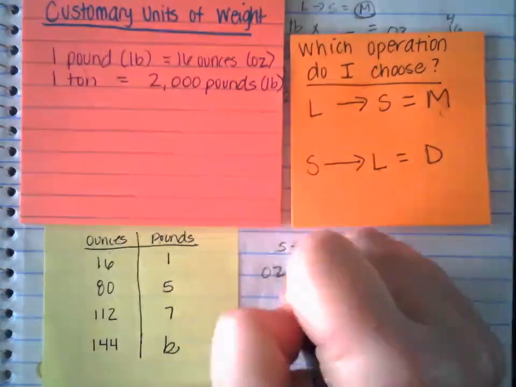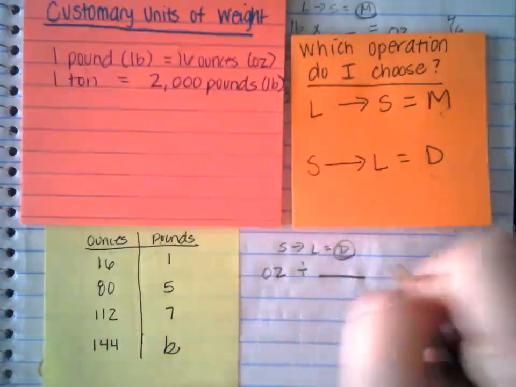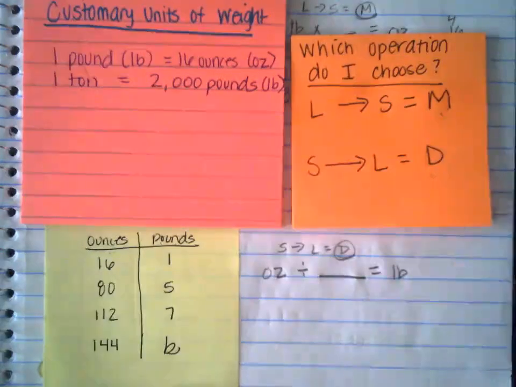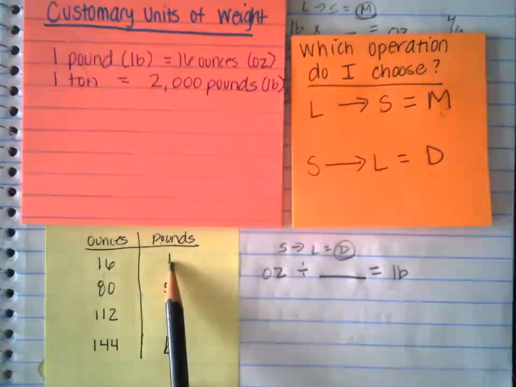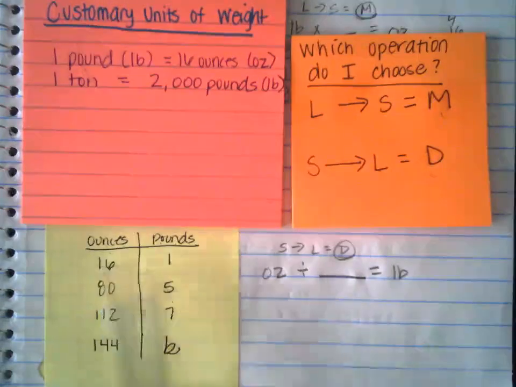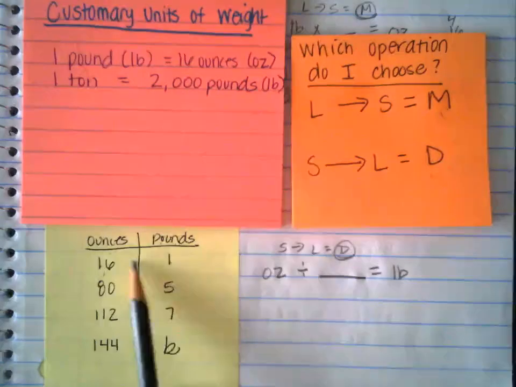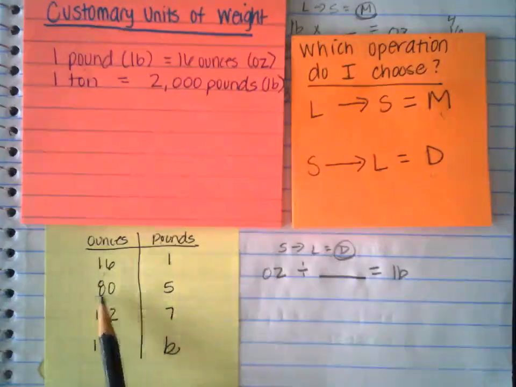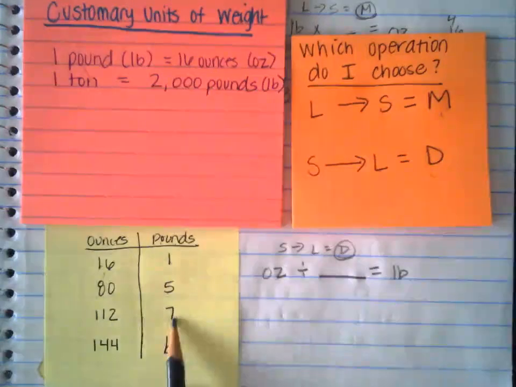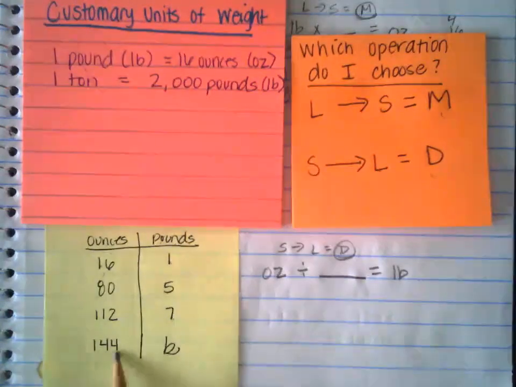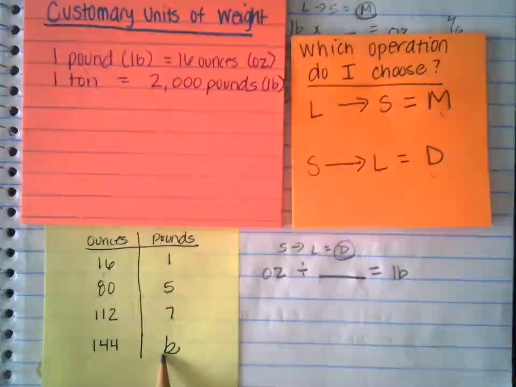So our operation is going to be to divide. We have our ounces, and we're going to divide them by something to equal our pounds. Okay? You can see in our chart, 16 ounces is equivalent to 1 pound. So we did 16 divided by 16 equals 1. 80 ounces is equivalent to 5 pounds. 112 ounces is equivalent to 7 pounds. And 144 ounces, that's what we have to determine.